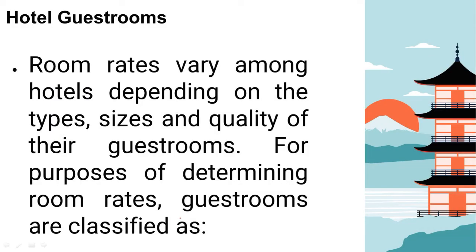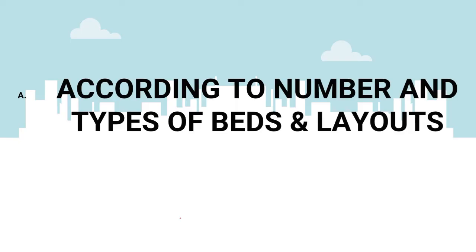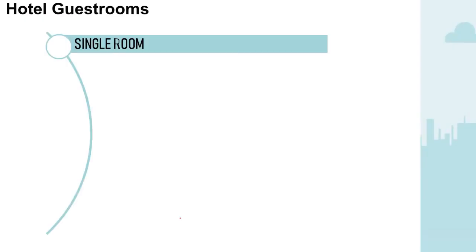Next one is the hotel guest room. So alam naman natin, may mga iba't ibang klase ng hotel guest room. Hindi lang natin siya basta tatawagin na guest room. So room rates vary among hotels depending on the types, sizes, and quality of their guest room. So syempre, we have a purpose here to determine the room rates of the guest room. So kinaklasify siya as number 1 according to the number and types of beds and layouts. So titingnan natin ano ba yung mga hotel rooms or guest room based sa number and types of the bed and layout.